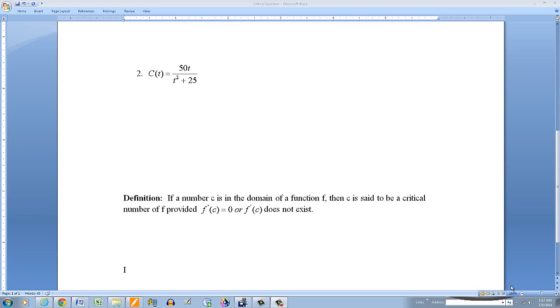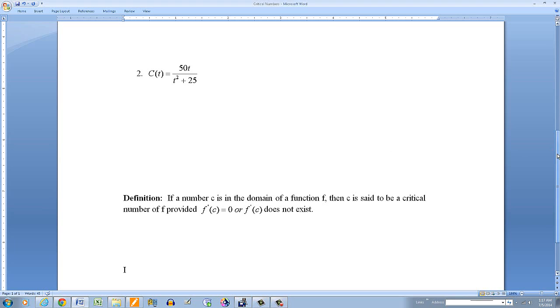So here's a definition. If a number c is in the domain of a function f, then c is said to be a critical number of f, provided the derivative at c is 0 or the derivative at c does not exist. That is, it's not defined. Right now we're just going to go through how to find the critical numbers, and then later we'll look at what you can use these critical numbers for. Critical numbers have to be in the domain of the function, and we want those values for which the derivative is 0 or the derivative does not exist.